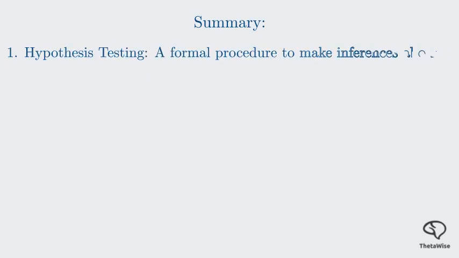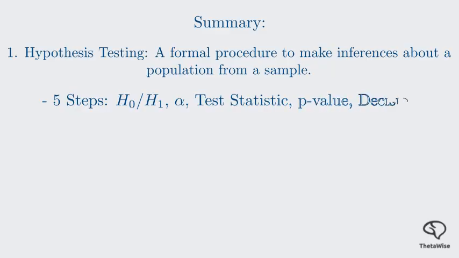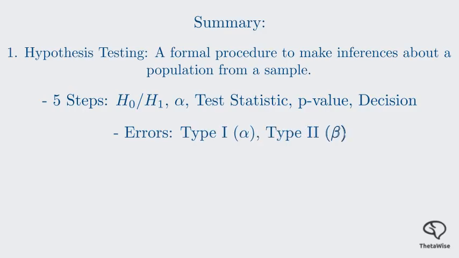Let's conclude by summarizing what we've learned today. We started with hypothesis testing, a formal procedure for making inferences about a population from a sample. We learned the 5 key steps: stating hypotheses, choosing a significance level, calculating a test statistic, finding a p-value, and making a decision. We also discussed the critical concepts of type 1 and type 2 errors.